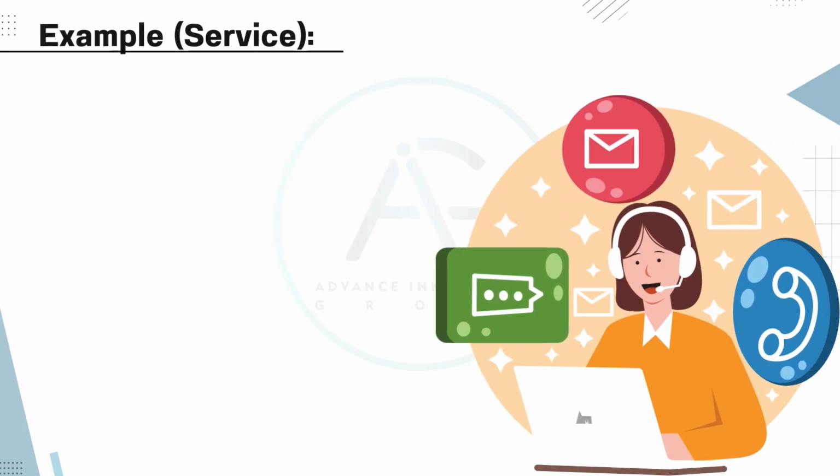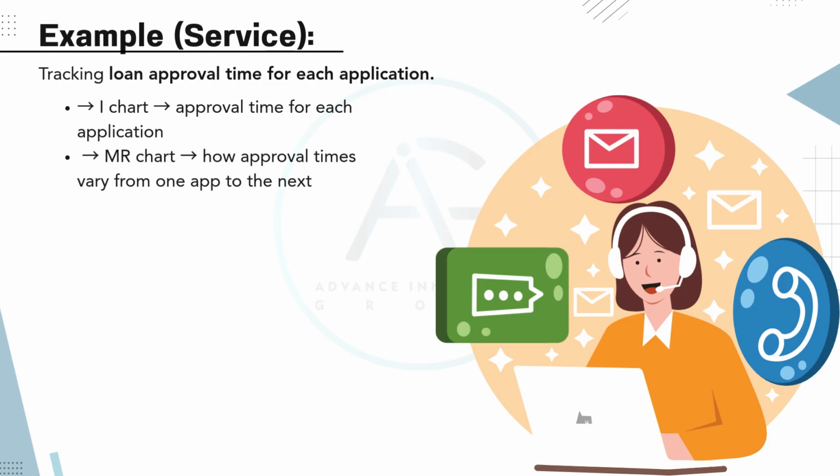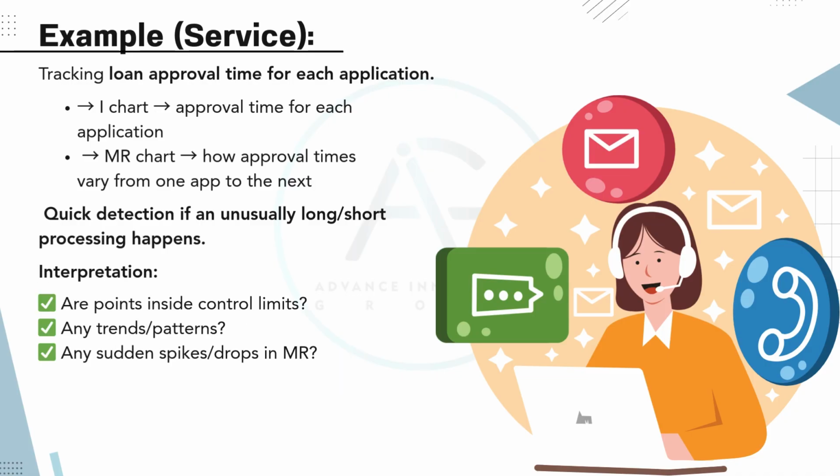Example: service. Tracking loan approval time for each application. I chart, approval time for each application. MR chart, how approval times vary from one application to the next. Quick detection if an unusually long or short processing happens. Interpretation: are points inside control limits? Any trends, patterns? Any sudden spikes or drops in MR?